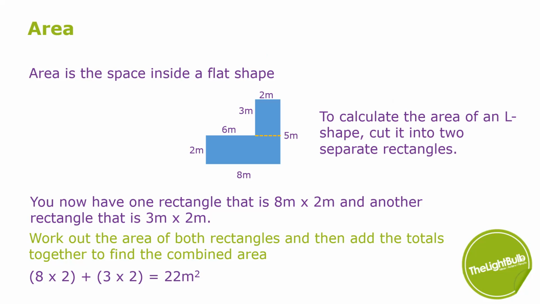Again, remember the little square on the end because we're dealing with a 2D shape. We're dealing with area. So that's the approach when it comes to L shapes. Cut it into 2 smaller rectangles. Use the formula for working out the area of a rectangle for both of those shapes. Add the 2 amounts together, and then that will give you the total area for the L shape.